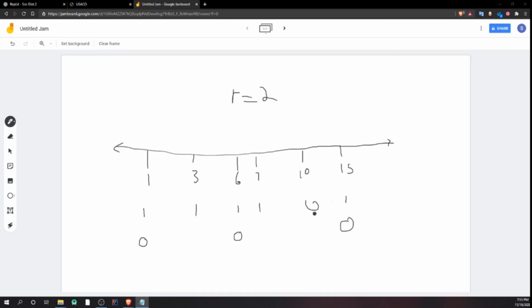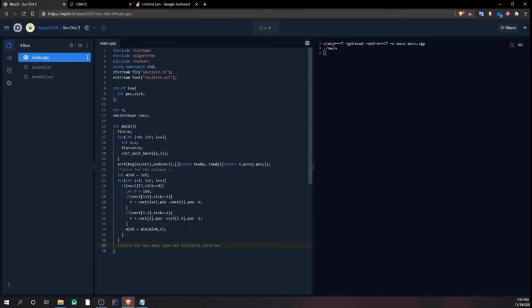And then we go to 10, and we check that it's not infected, so it can't be an initial cow. Then we move to 15, and there we check that the previous cow actually was not infected, meaning that this also had to be an initial cow. So that's the algorithm that we're going to use.